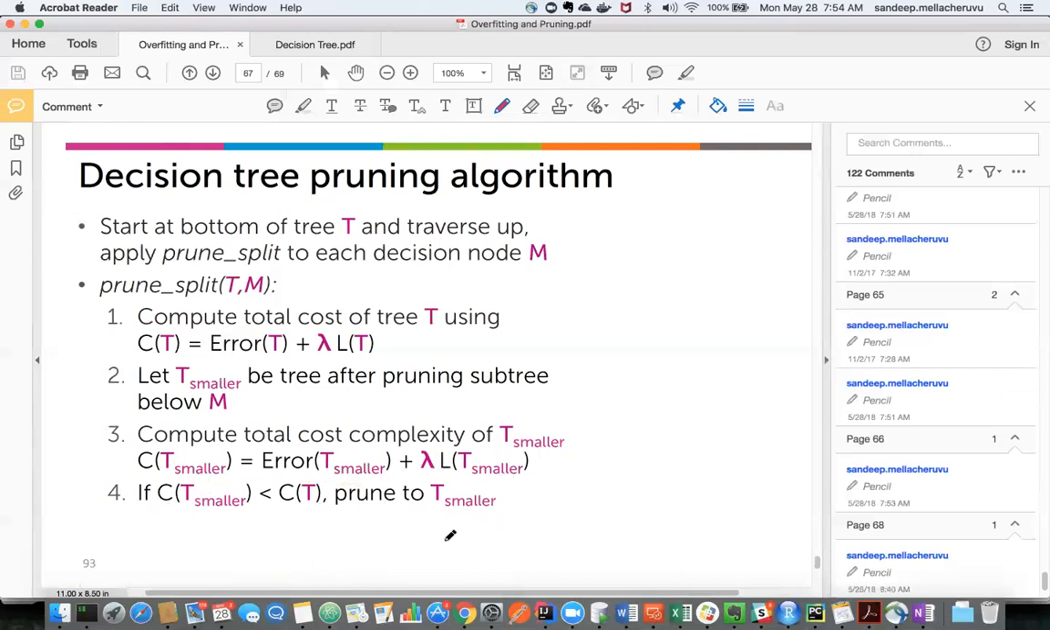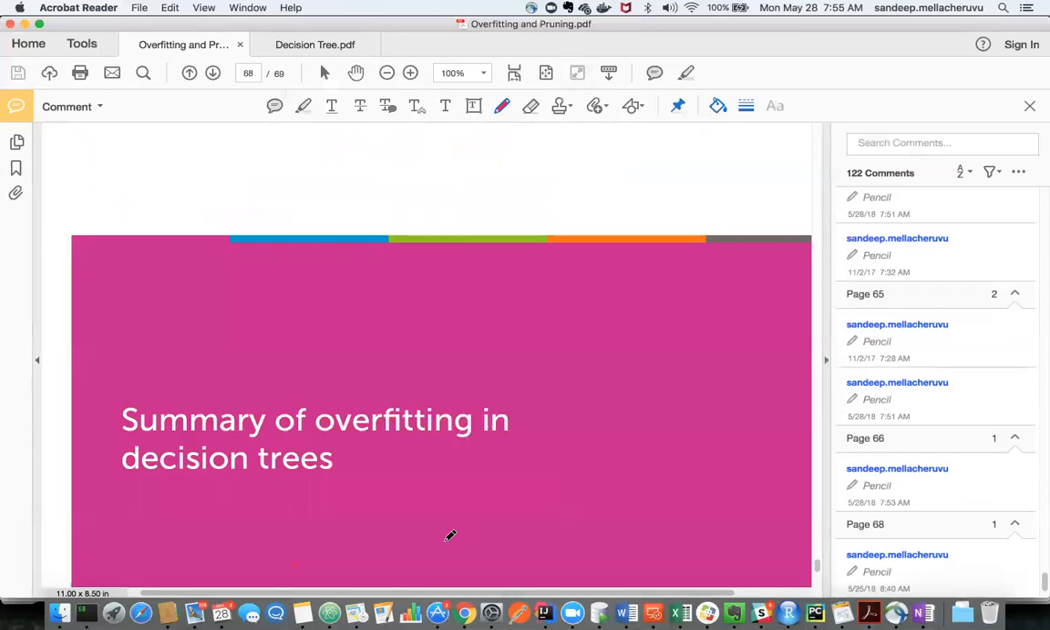Are you clear with this algorithm? We're almost closing on. Just keep on removing the tree, pruning the trees, pruning the decision trees, decision nodes.